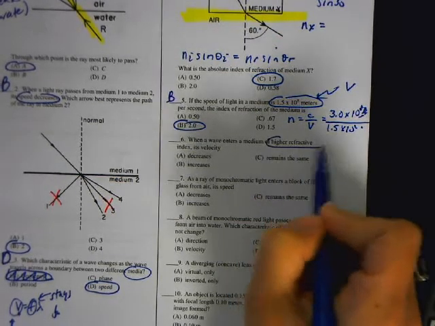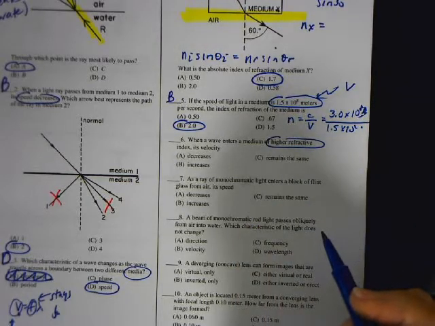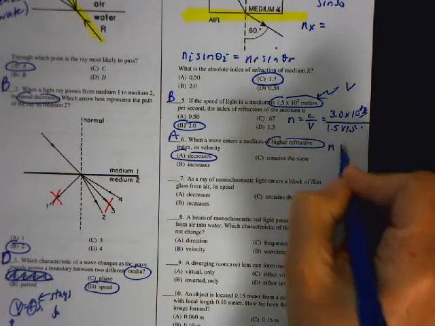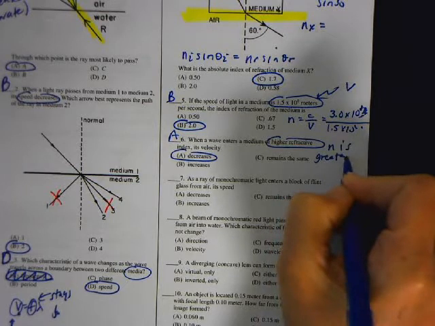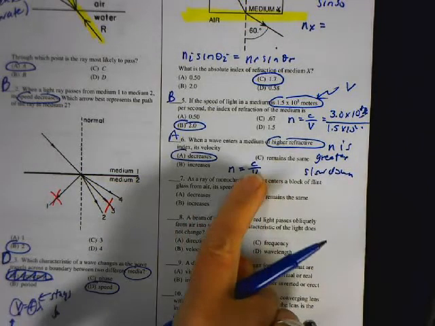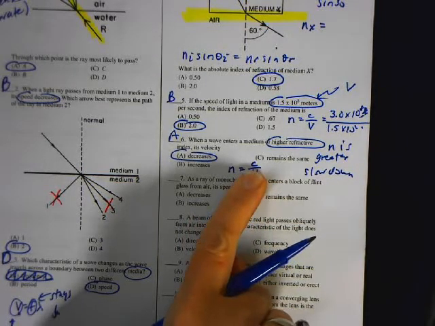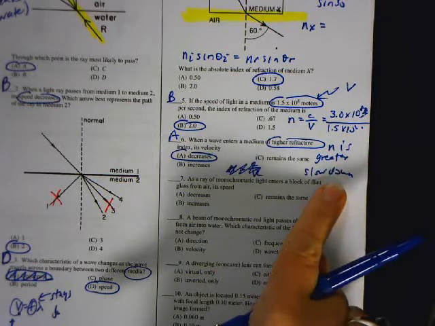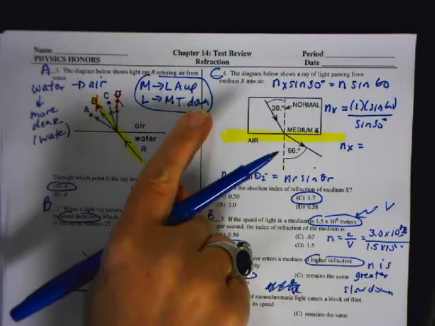All right, number 6. When a wave enters a medium of higher refractive index, its velocity is going to decrease. We know that if n is greater, it's going to slow down. And you can look at the equation again, N is equal to C over V. Remember, C is equal to, well, we just know that from the other, the MLA up and stuff. So if the N is greater, it's going to slow down. So if it goes from, going back here, from a less dense to a more dense, it's going to slow down.